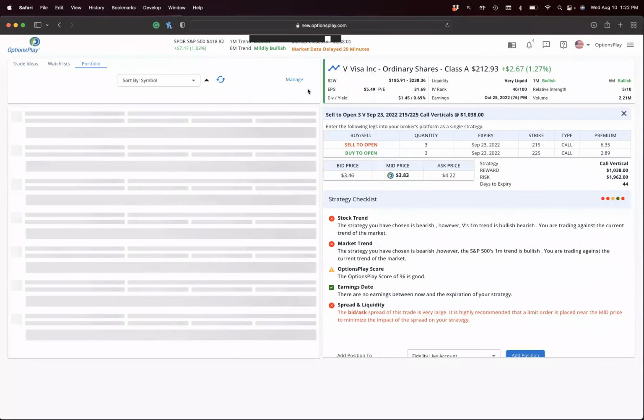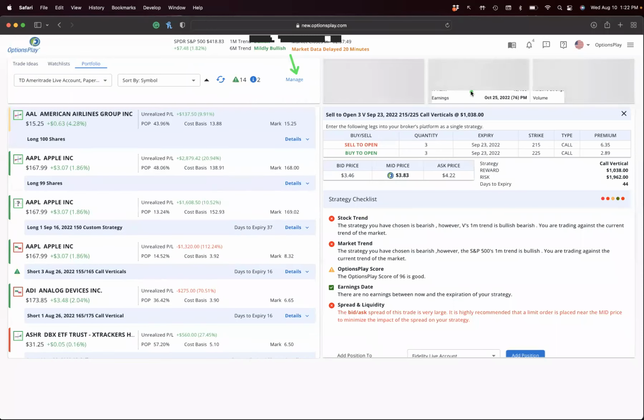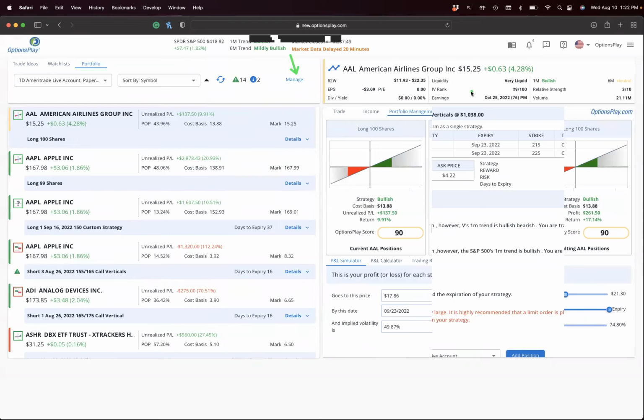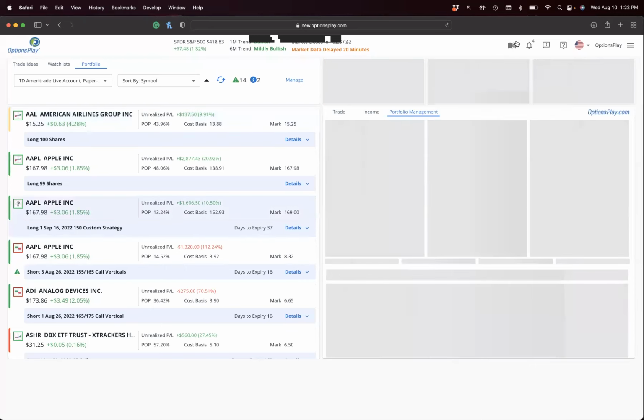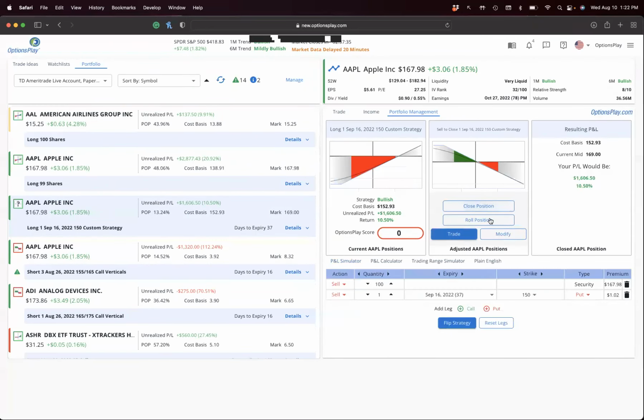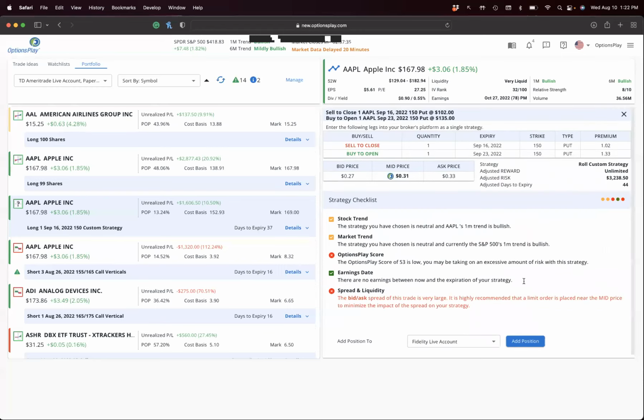You can set up as many portfolios as you want by clicking on the Manage button here on the right-hand side when you click on Portfolio. And when you do that, you can create a TD portfolio, a Schwab portfolio, a Fidelity portfolio, a paper trading portfolio. However many portfolios you have, you can create. And you can manage the trades by clicking on a trade and adding it to your portfolio. Or if you want to manage a specific position, you can click on the position, you can choose to close the position, you can roll the position, and you can trade it in that portfolio, and it will actually modify or update the positions that you have.